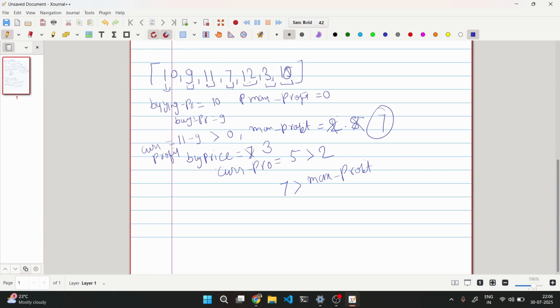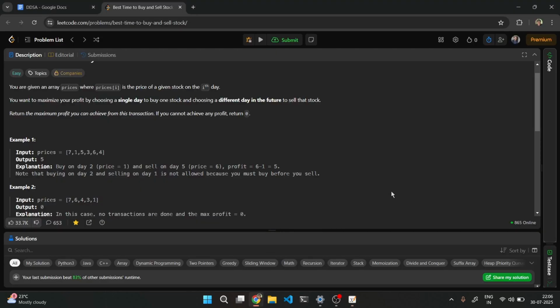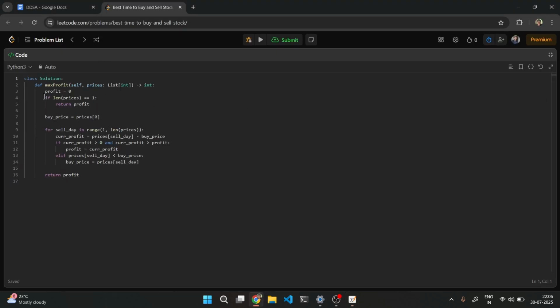I will quickly walk you through the code, like how I've solved this problem. So the max profit is initially 0, and if the length of the prices is equal to 1, we will just return the profit, which is 0, because there is only one element. Now buy price is going to be the first price, and now we are iterating from the first element to the last in prices, and we are calculating the current profit. So current profit is going to be the price of this day minus the buying price. If current profit is greater than 0 and current profit is greater than max profit, we just need to update the max profit. So max profit is going to be current profit.